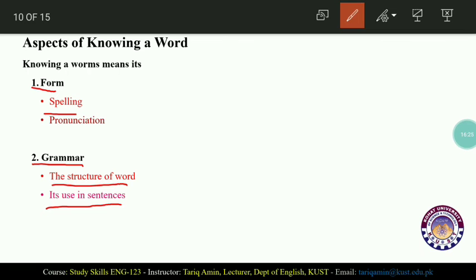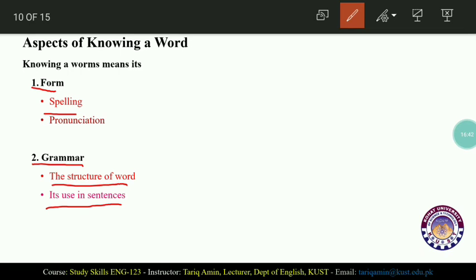For example, nouns cannot be used in place of prepositions. Most of the time they can't be used. So words perform different functions in different sentences. You should know the function or the uses of different words in different sentences.